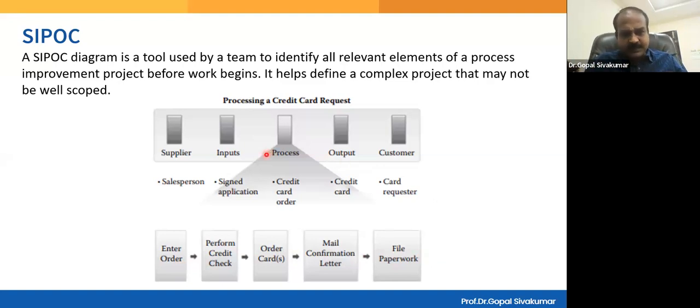And for this process, what are all the inputs that are required? Who will give the input? They are called a supplier. And the process, what it will produce, the output, and who will receive the output. So this is called a high level map of the process. A 10,000 foot view of the process we are going to improve.